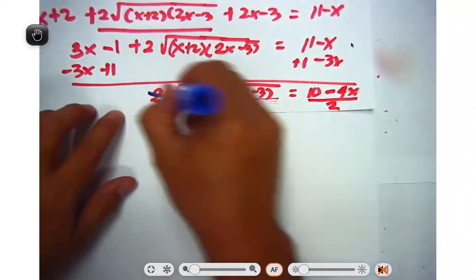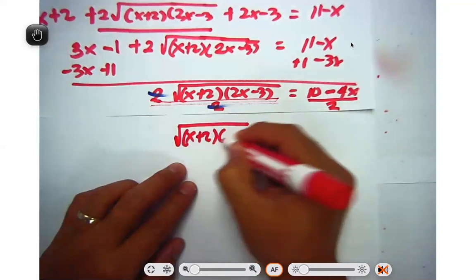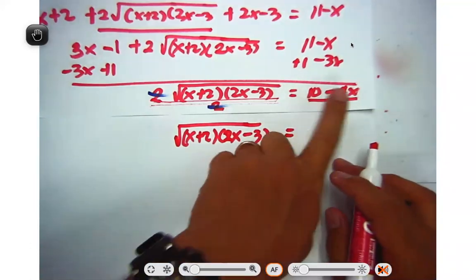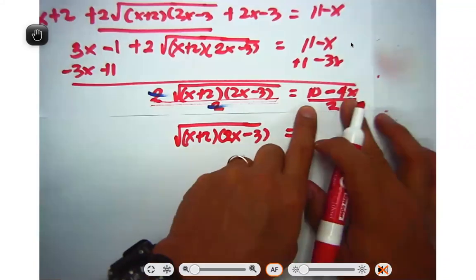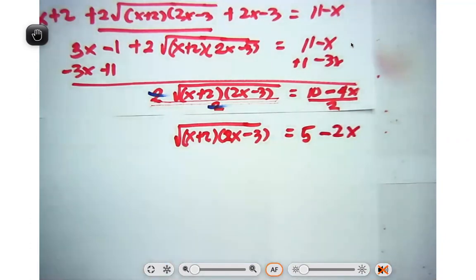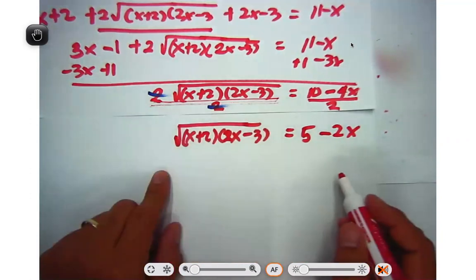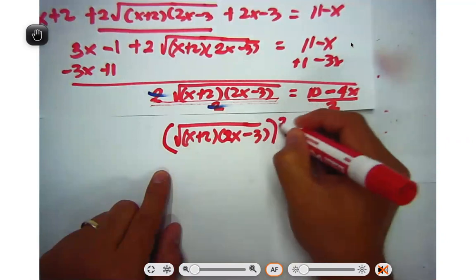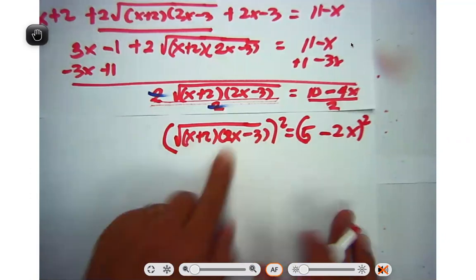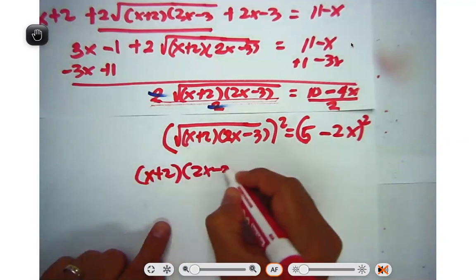We'll now cancel 2. And this is now the square root of x plus 2 times the quantity 2x minus 3 equals, all right, you see that we have 10 minus 4x. We can divide each by 2, right? 10 divided by 2, 5. Negative 4x divided by 2, negative 2x. And that simplifies it. And then finally, we square. What's the square of this? It's simply your radicand. So we have x plus 2 times 2x minus 3.